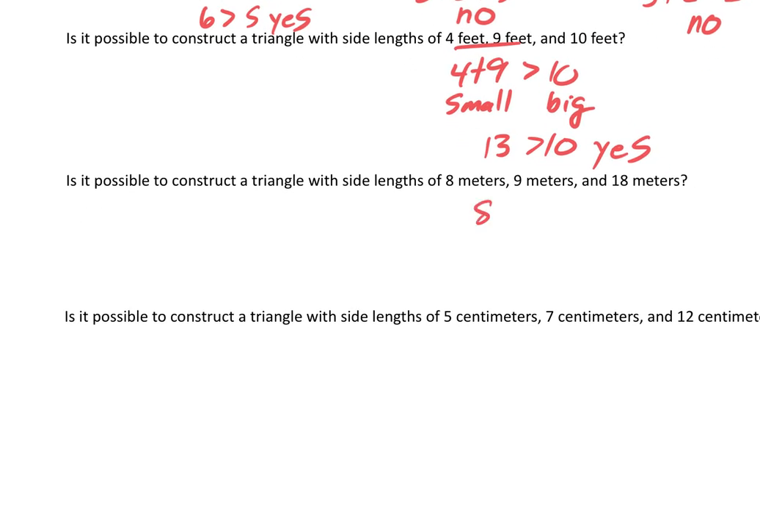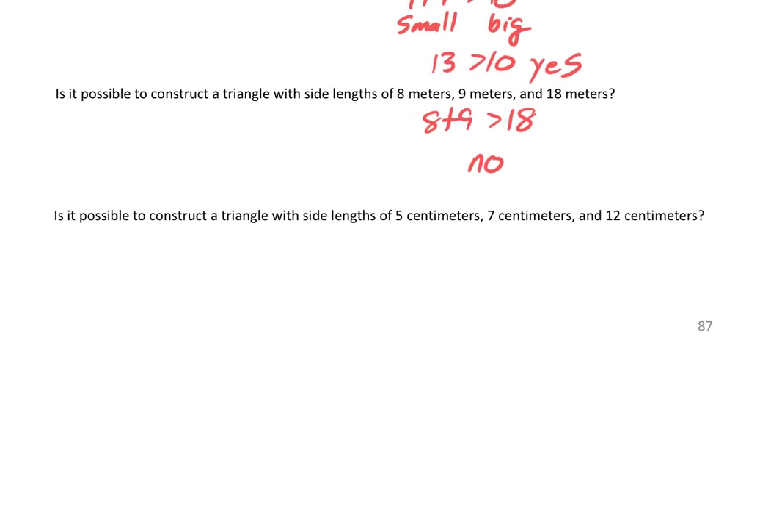Okay, here 8 plus 9. Is 8 plus 9 bigger than 18? No. 17 is not bigger than 18, so they do not form a triangle. And then the last one is 5 plus 7 bigger than 12? No. It's going to be really close, and that's kind of like what Sophia was asking. It's going to almost look like they're going to get there, but they're not going to quite get there. Okay. Then we would have something here.